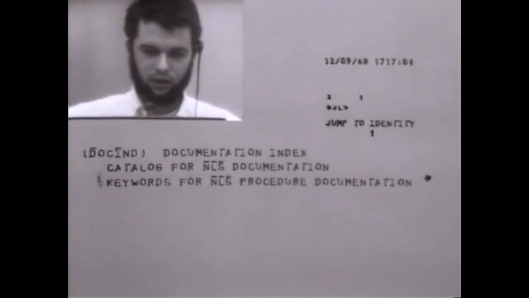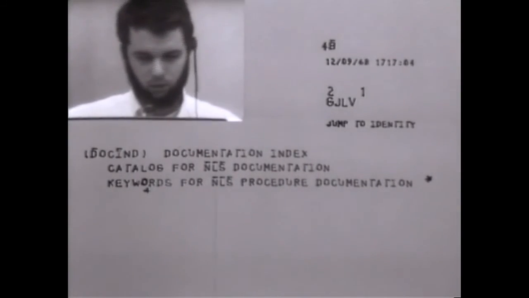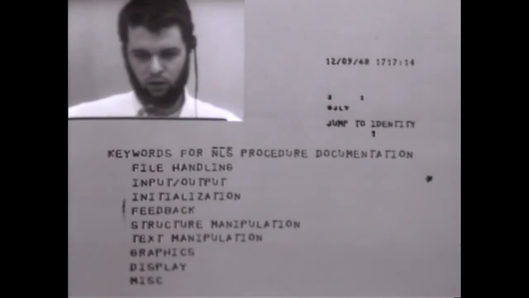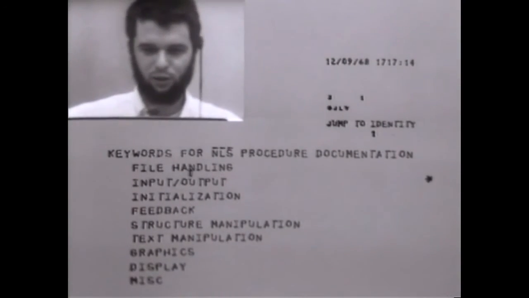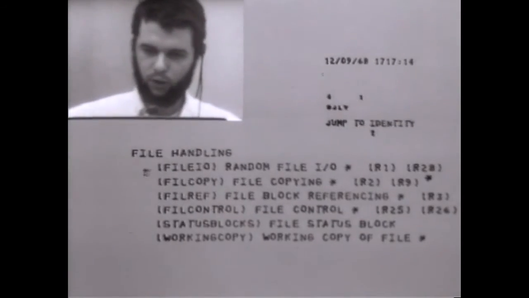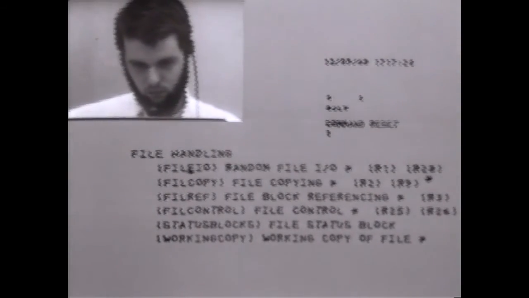See, the first part is the catalog. The second part contains the list of keywords. Let's open that up. They're again categorized into the various categories that you would want to use to describe what you're after. Let's look at file handling and open that up. Here we have the list of keywords that we can use to describe things that have to do with file handling. The things in parentheses, the names of those, are the keywords?